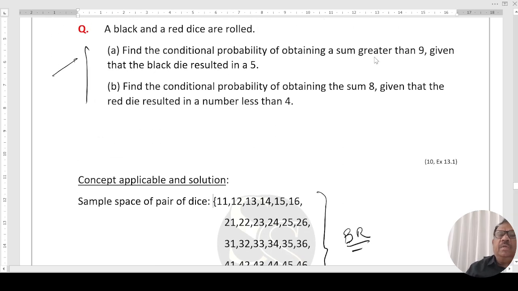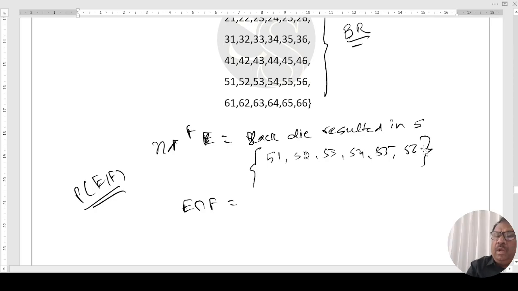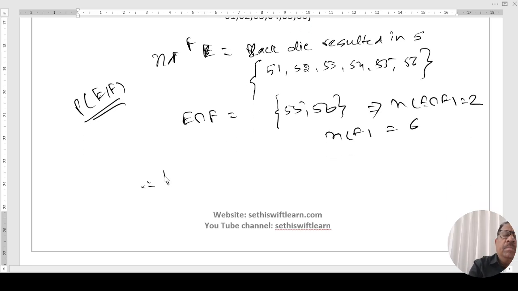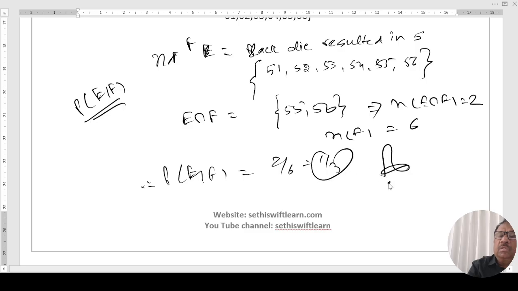obtaining sum greater than 9. Given that, greater than 9 में क्या क्या होगा? 5-5 and 5-6. We have to move smartly, no need to form the sample space of E. Find the E intersection F, which is common. So n(E ∩ F) comes out to be 2 and n(F) comes out to be 6. Therefore, probability P(E|F) will be equal to 2 by 6, that is 1 by 3. This is the answer. Right? Next part.